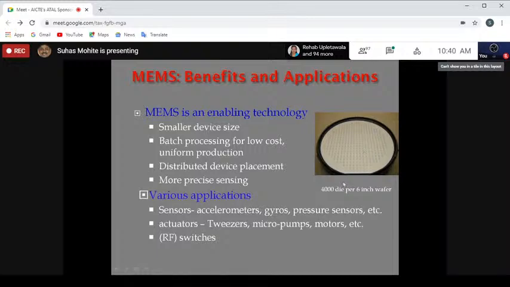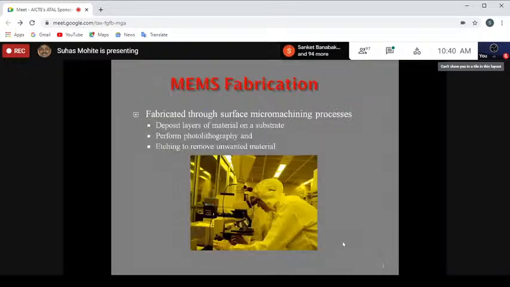That's why it is called 4,000 die per 6-inch wafer. That means on a 6-inch wafer, you can produce 4,000 dies or individual devices, which can later be cut into pieces and packaged. Applications include accelerometers, gyros, pressure sensors, and actuators such as tweezers, micropumps, motors, and RF, radio frequency, switches. MEMS is an enabling technology. This is how the commercial aspects need to be understood.